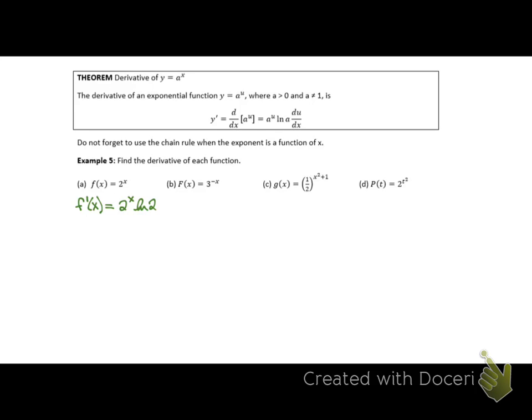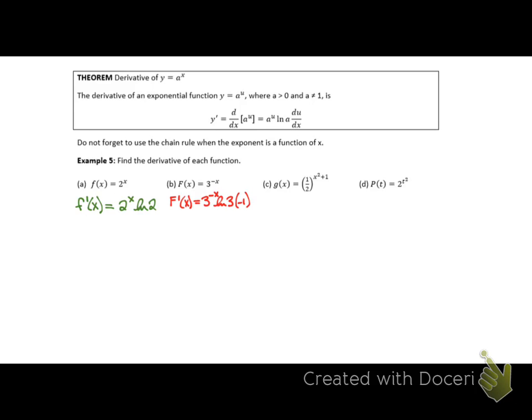For B, f prime of x. Again, I write that function, so we have 3 to the negative x, the natural log of the base, times the derivative of the exponent, which is negative 1. That's it. So when you're dealing with exponential functions, it tends to just be, do you know the formula? And if you know the formula, you'll be fine.